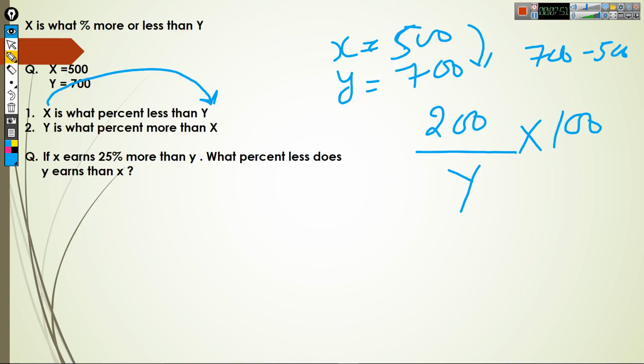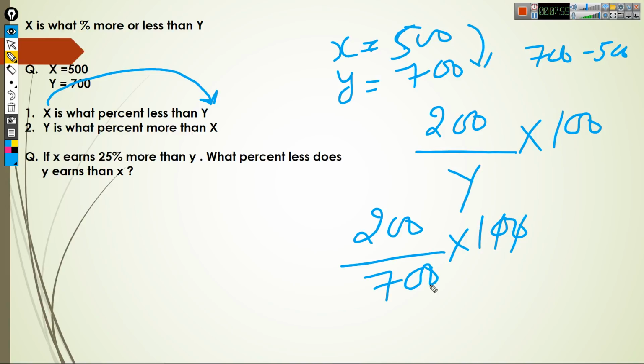So x is what percent less than y? 200. Again, we are comparing with y, and the value of y is 700. 200 by 700, multiplied by 100. 200 by 7 means 7 14, 6 28 point something. Okay, so x is what percent less than y? X is 28 point something percent less than y.